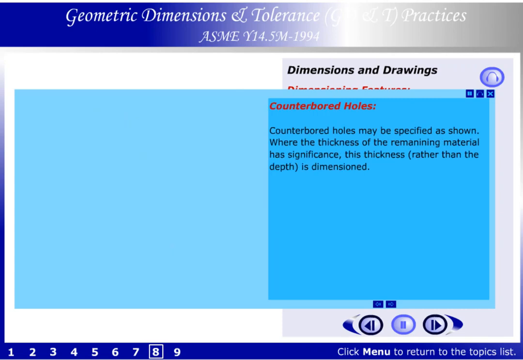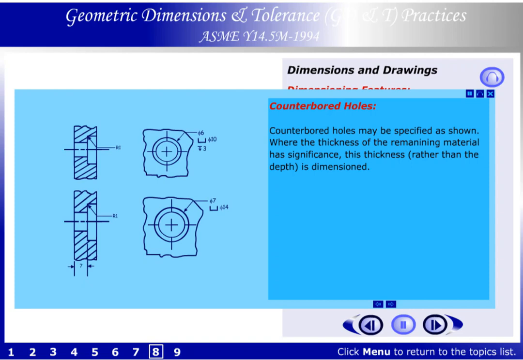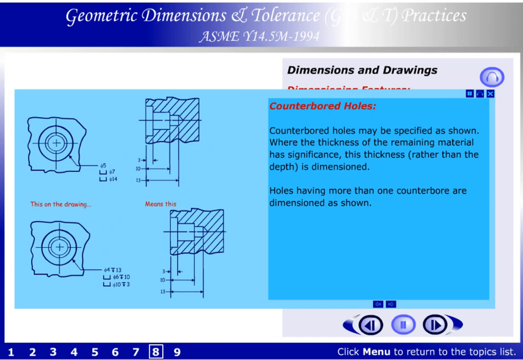Counterbore holes. Counterbore holes may be specified as shown. Where the thickness of the remaining material has significance, this thickness rather than the depth is dimensioned. Holes having more than one counterbore are dimensioned as shown.